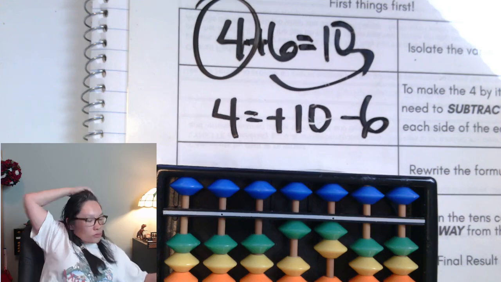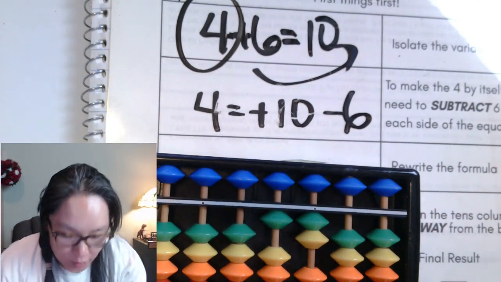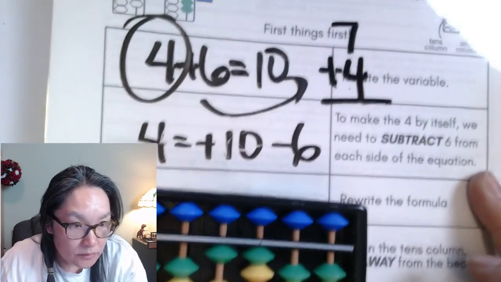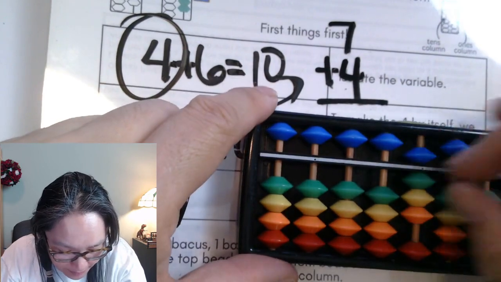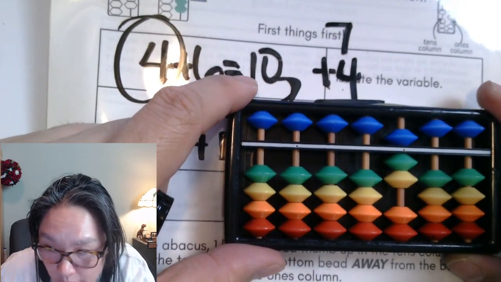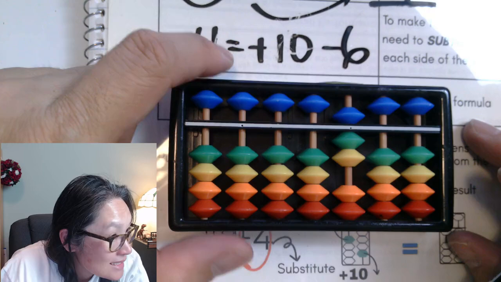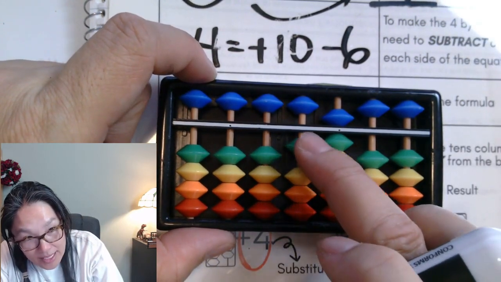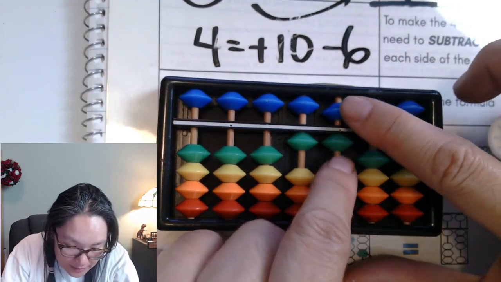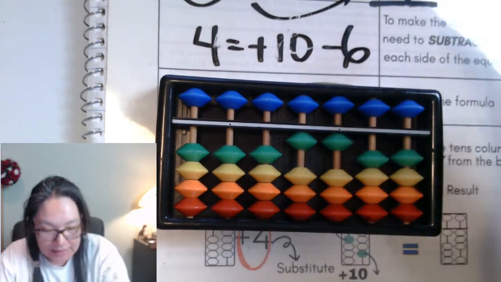We'll do 7. It's the same thing. We do 7 plus 4. We have 7 on the abacus, like that. We don't have enough beads to add 4. So what are we going to do? We go back to our formula: plus the 10 minus the 6. All I got to do is plus the 10, and I take away the 6. And now my answer is 11.